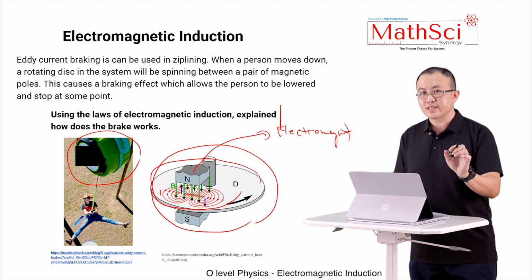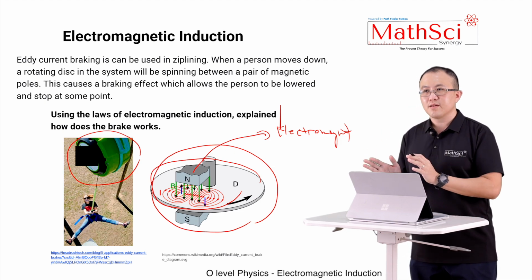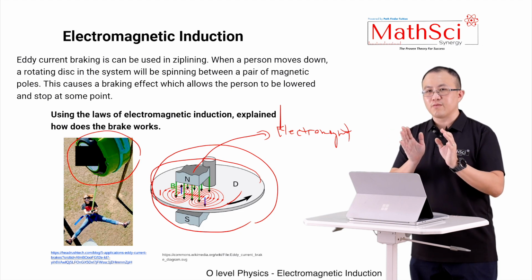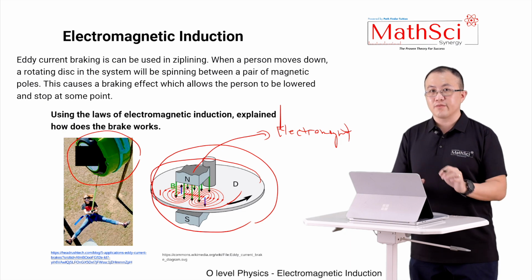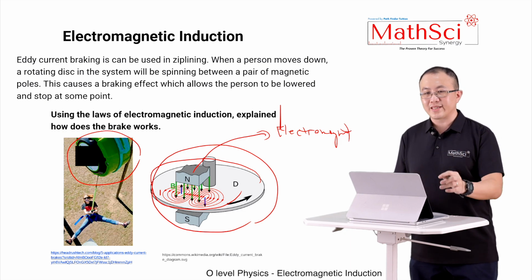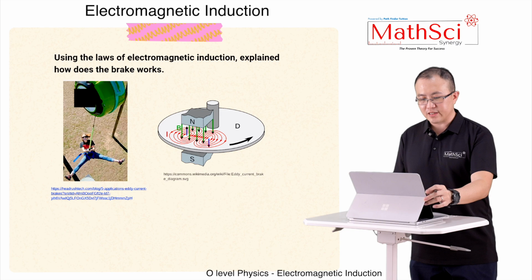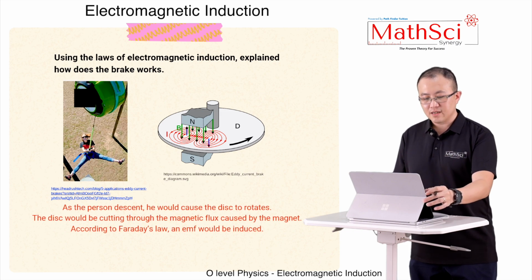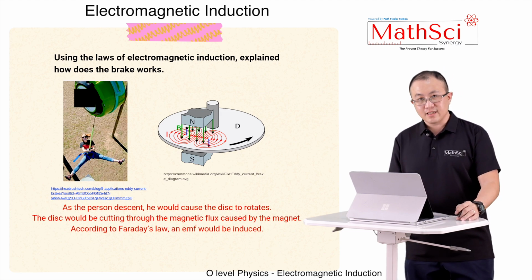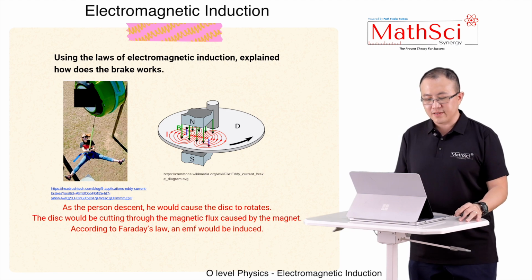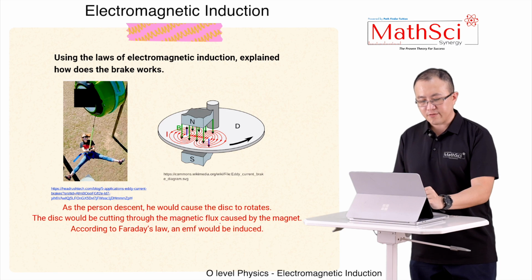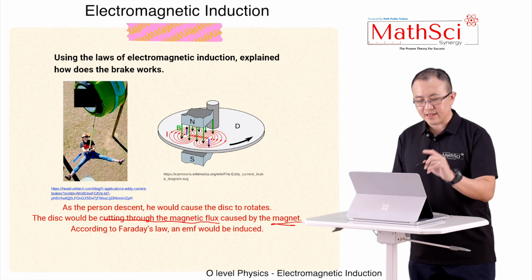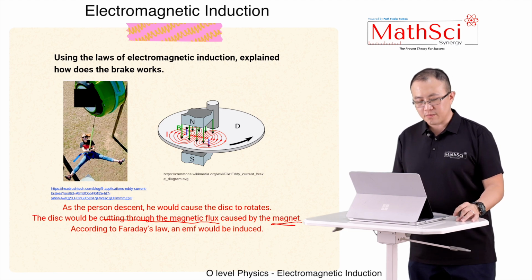Okay, so if you remember just now, we still need to go through it, but a bit different from the previous question is that we don't just stop at talking about the production of the current, but we want to talk about what this current does, the opposing effect. So if you look at the answer, point number one: as the person descends, I start by describing what happened. He will cause the disc to rotate, and then the disc will be cutting through the magnetic field of the magnet.